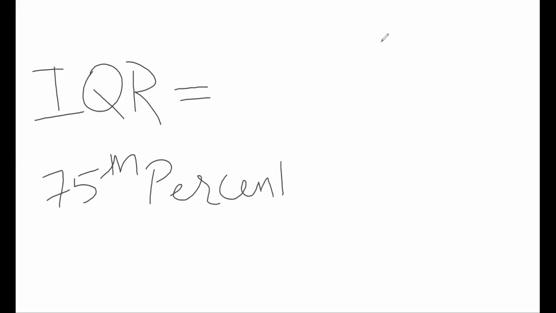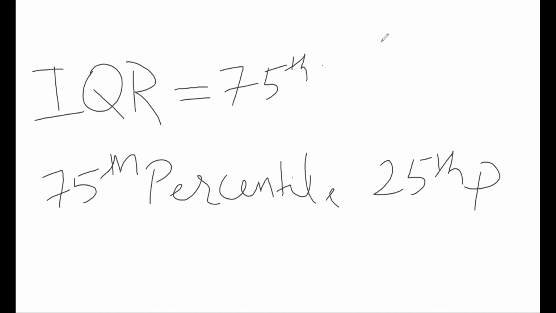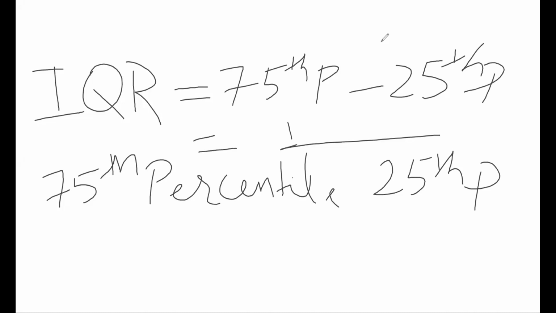Interquartile range is basically this: we first calculate the 75th percentile, the number which is the 75th percentile, and then we calculate the number which is the 25th percentile. So instead of calculating the difference of the highest and lowest number, we calculate the difference of the 75th percentile minus the 25th percentile. This gives us the interquartile range.